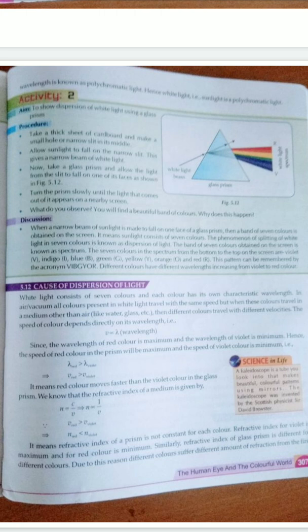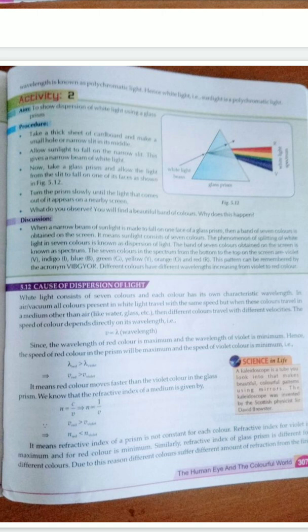Now we have to study the cause of dispersion of light. White light consists of 7 colors and each color has its own wavelength. In air or vacuum, all colors present in white light travel with the same speed, but when the colors travel in a medium other than air, like water or glass, different colors travel with different velocities. The speed of a color depends directly on the wavelength. The wavelength is represented by the lambda sign.